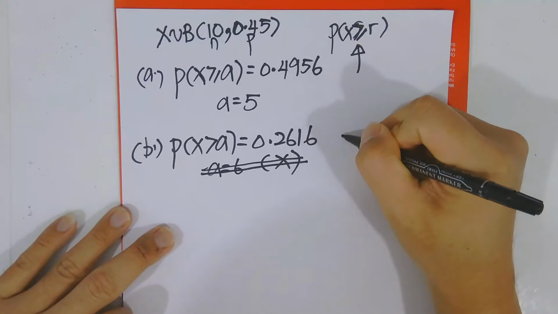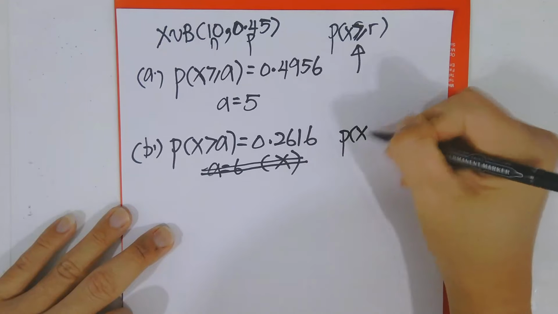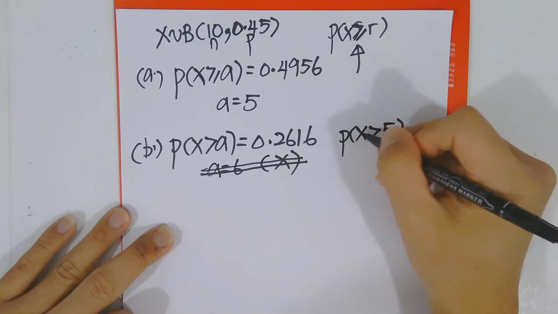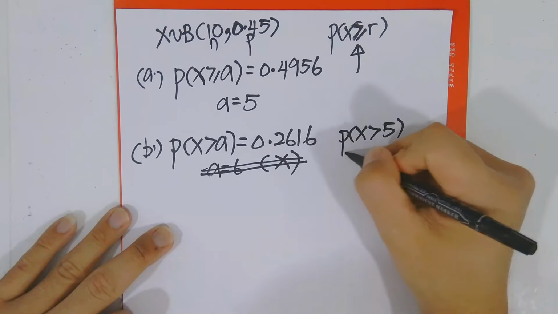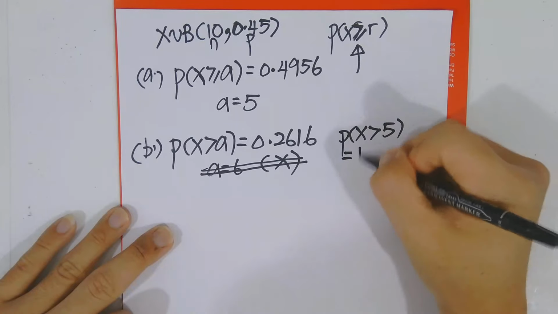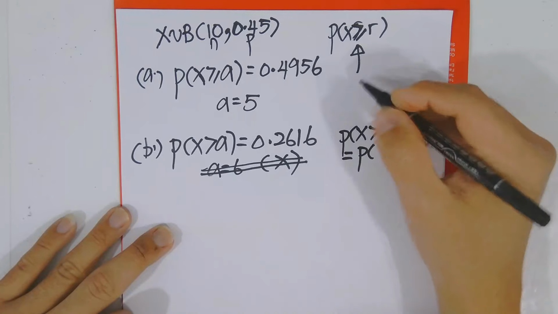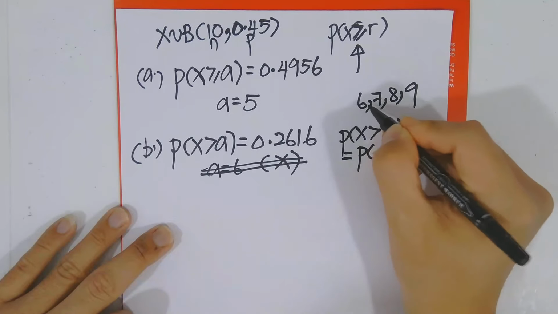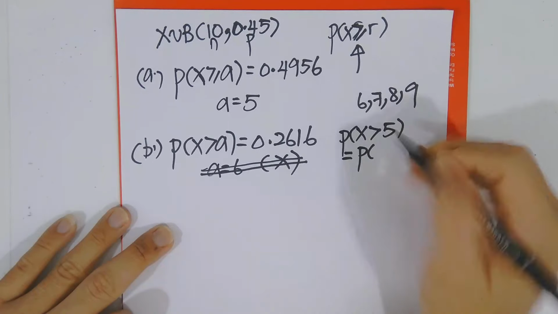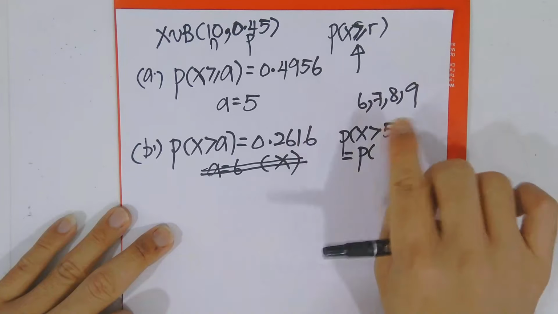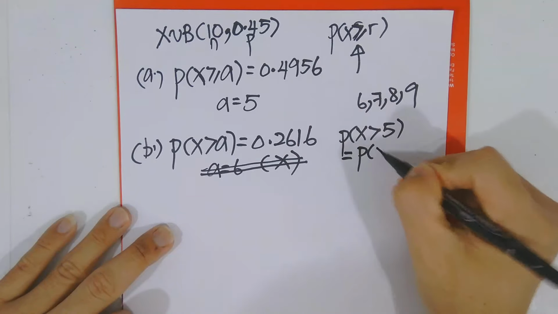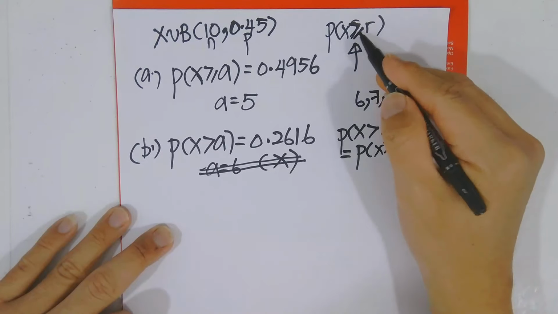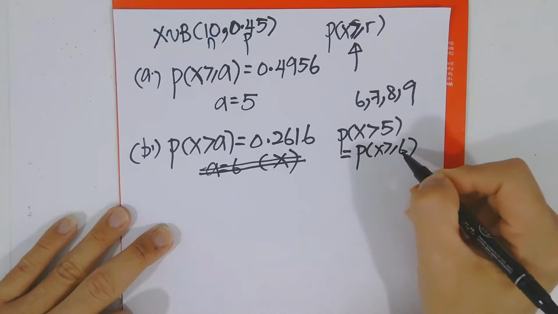For example, if I say greater than 5 in a discrete distribution, you cannot read this from the table. Greater than 5 means what? 6, 7, 8, 9. It starts from 6. Greater than 5 does not include 5. So greater than 5 means start from 6. Only then is it in this format that you can read from the statistical table.